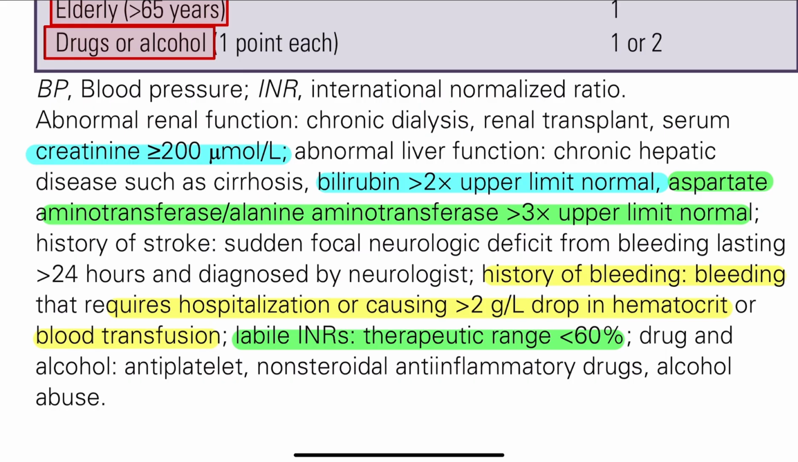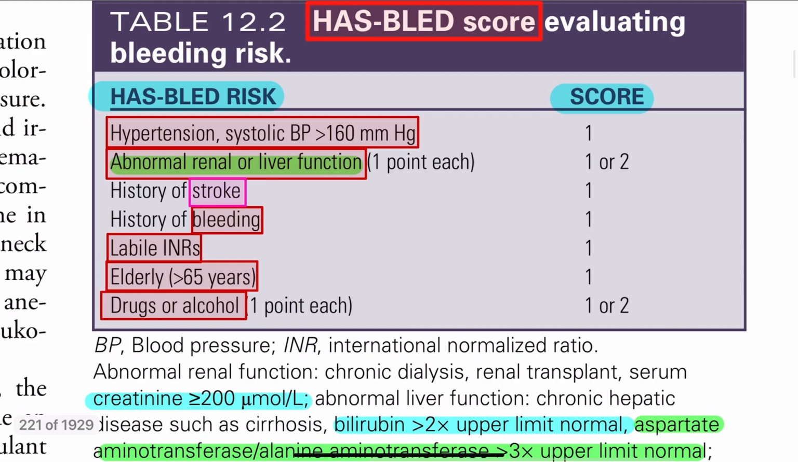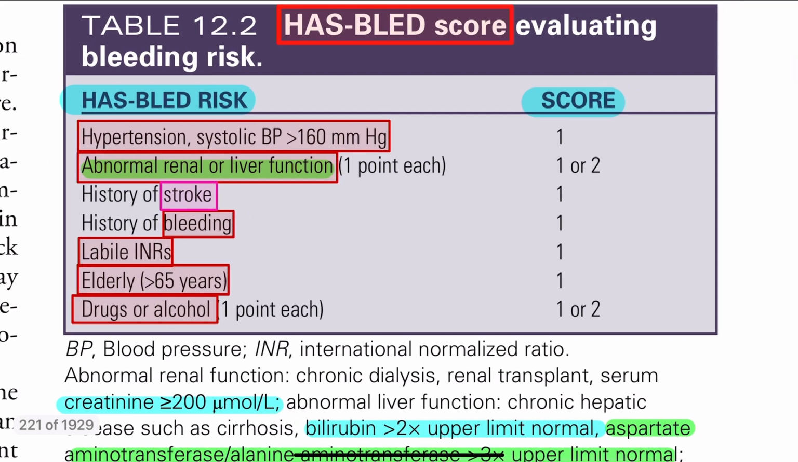That is time in therapeutic range less than 60%. In drugs and alcohol, the patient is taking antiplatelets, NSAIDs, or has alcohol abuse. So remember the HAS-BLED score. Based on this scoring, if the patient has a score of 1, it is low risk, 2 intermediate risk, and 3 or more, it is high risk.